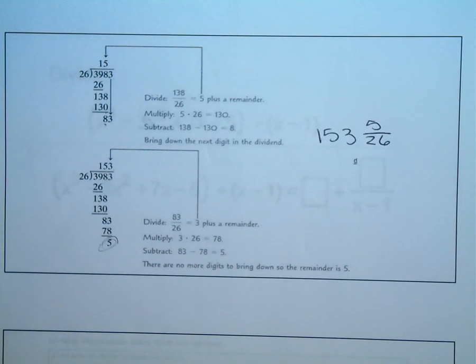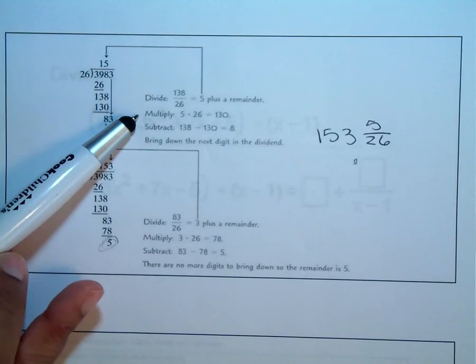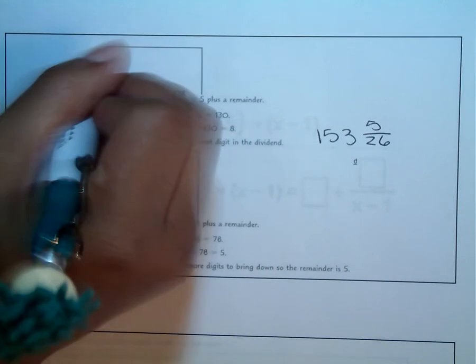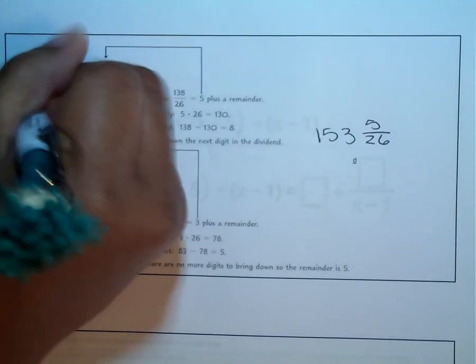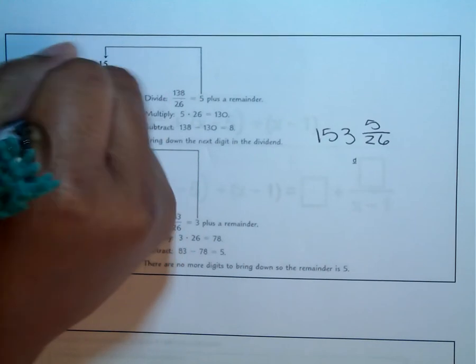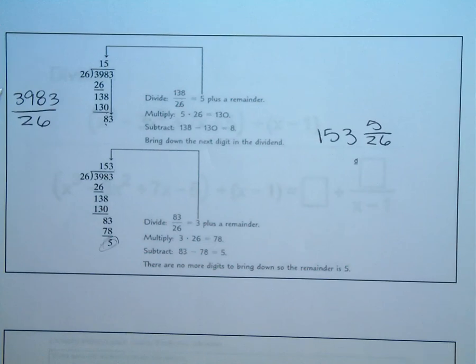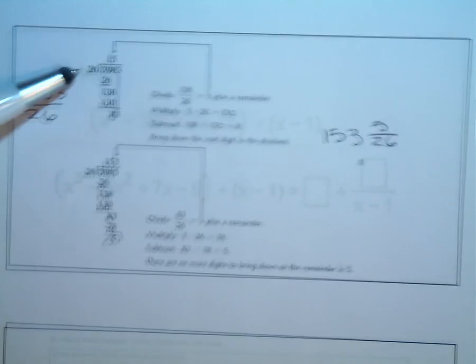But keep in mind, your steps are divide, multiply, subtract, bring down. And we keep dividing, multiplying, subtracting, bringing down until you have no more numbers to bring down. And if this was written out as a fraction, it would have been 3983 divided by 26. So sometimes with polynomials we're going to see it as a fraction, and we have to know how to write it as a division problem.